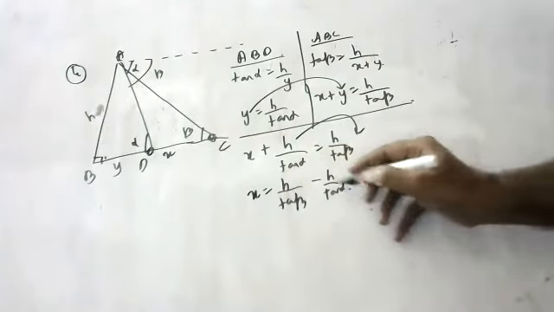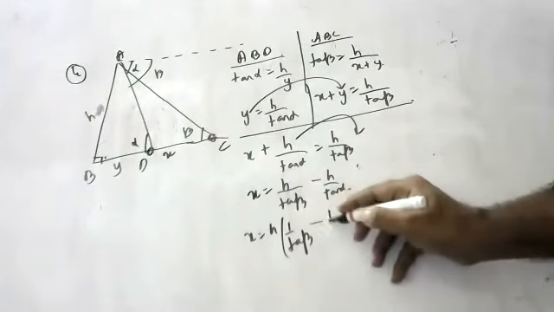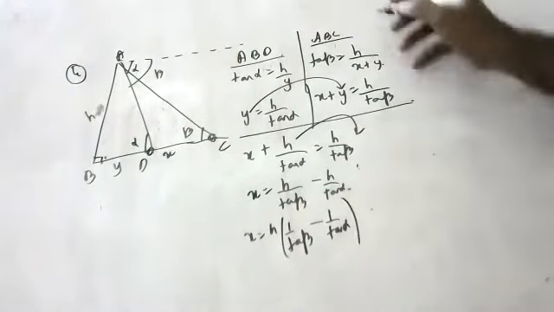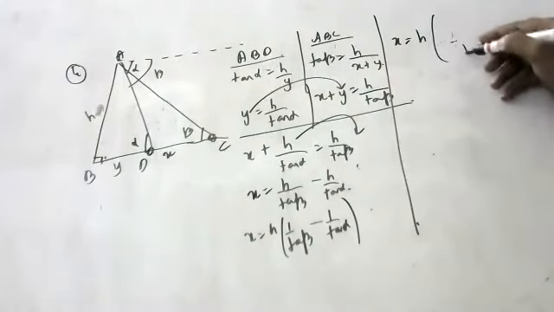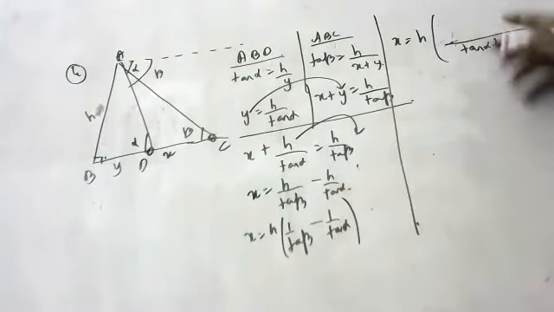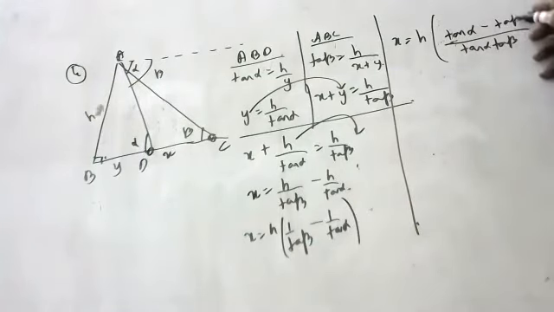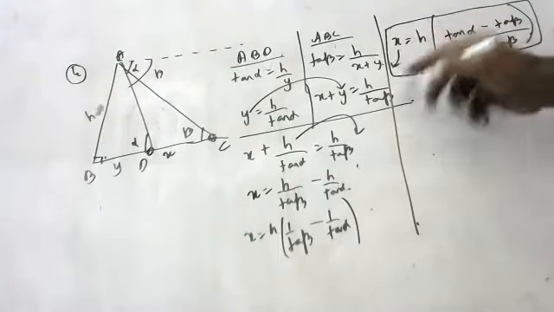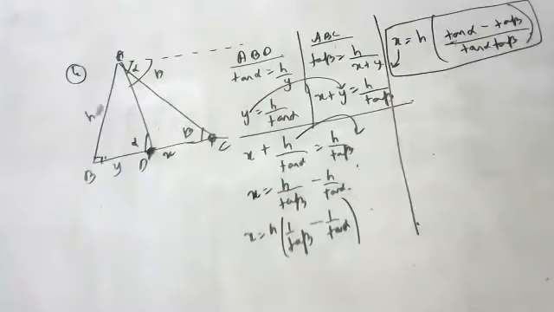Take the LCM. What is the LCM? Tan alpha tan beta is the LCM. So x is h into tan alpha minus tan beta, by tan alpha tan beta. This is the distance between the two objects. The distance between the two objects is h into tan alpha minus tan beta by tan alpha tan beta.